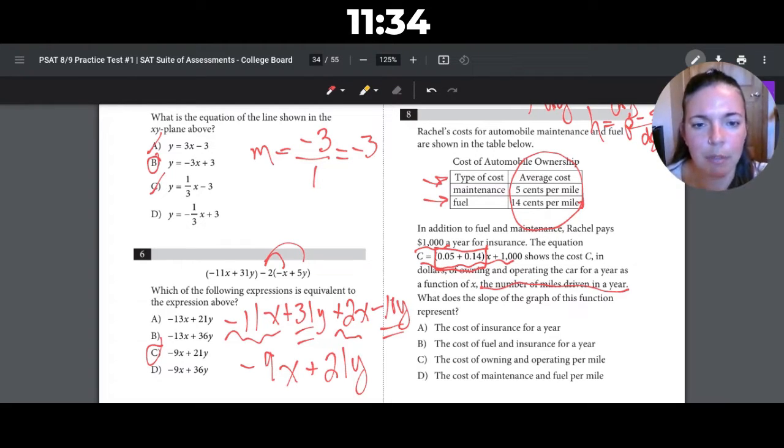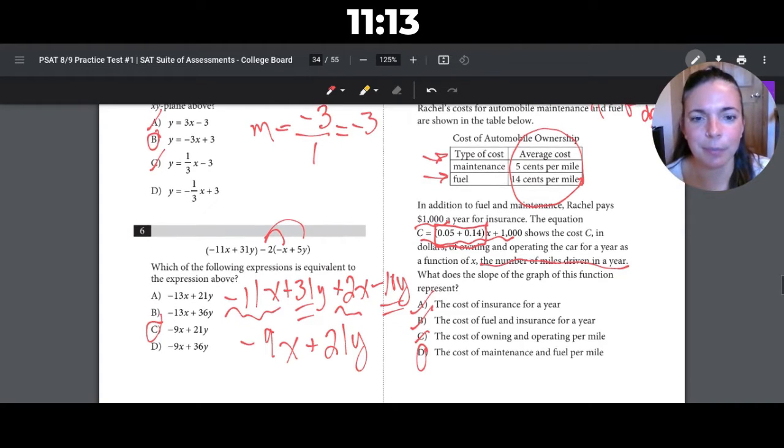So let's see our options. The cost of insurance for a year. Nope, that's the $1,000. Cost of fuel and insurance. It's not fuel and insurance, it's fuel and maintenance. Cost of owning and operating per mile. Well, it doesn't include the insurance. We have to make sure that's in there too, so that won't work. Cost of maintenance and fuel per mile. There it is. Okay, just like our table tells us.